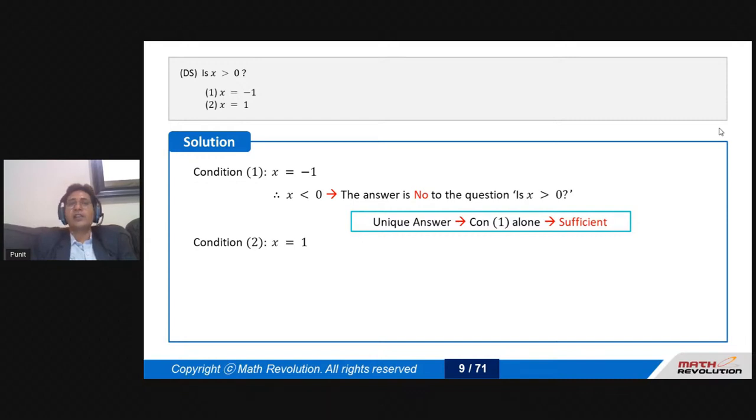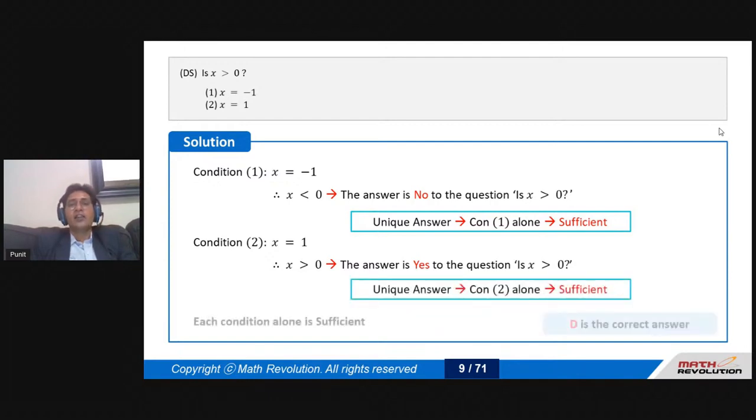Condition number 2 says x equals 1. Our answer is yes to the question, is x greater than 0? And hence, condition number 2 alone is also sufficient. So D is the correct answer.